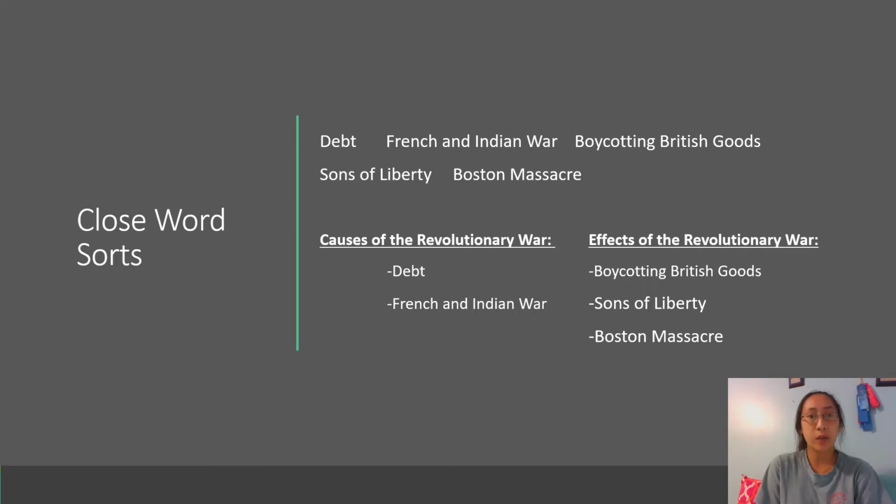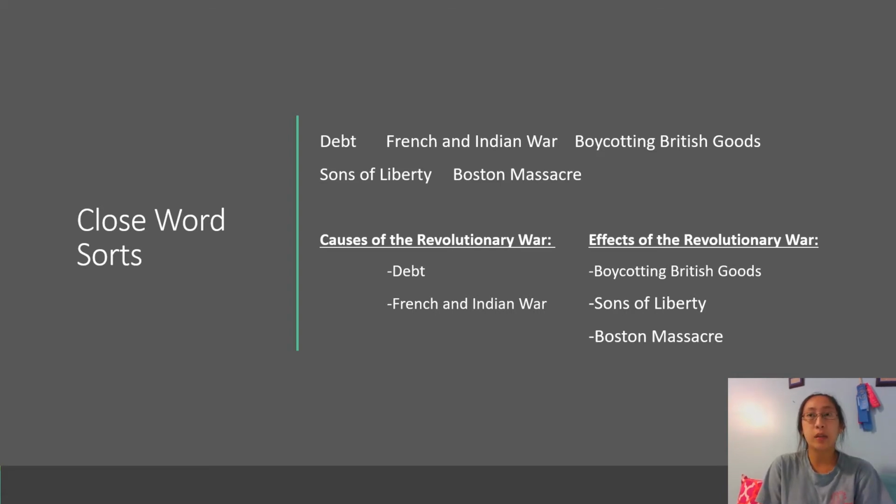The effects of the Revolutionary War. Boycotting British goods. Britain thought that North America had to pay for part of the French and Indian War. And North America didn't believe that they had to pay for any of their debt because they didn't take out the money. So they started boycotting British goods. Boycotting British goods is like you don't buy anything from Britain, you don't sell or trade or anything from Britain.